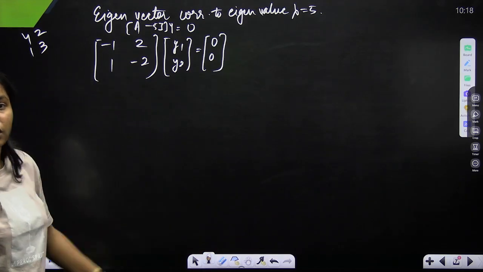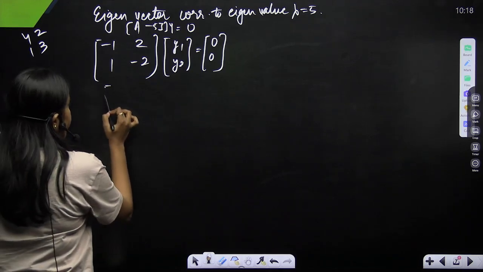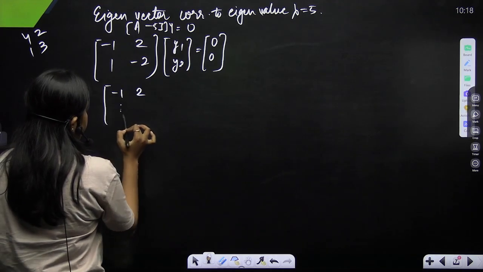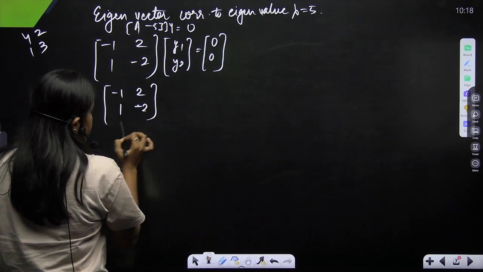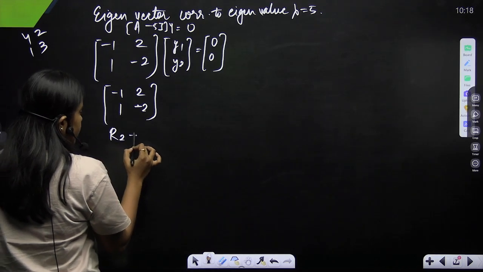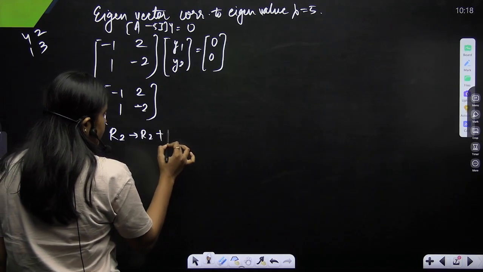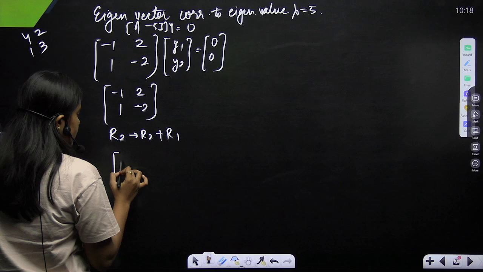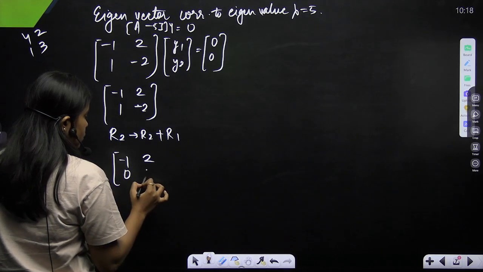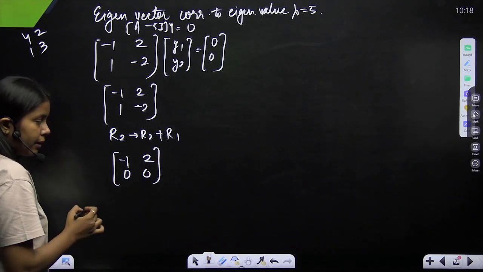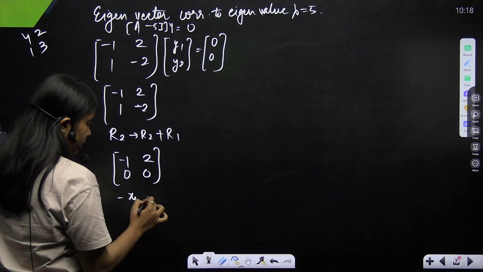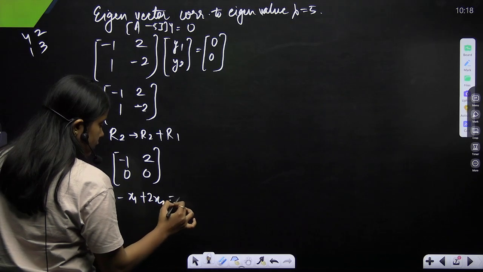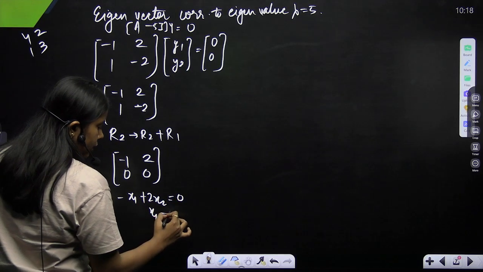Now what would I do? I'll row reduce this matrix. Let's row reduce it. Minus 1 2 1 minus 2. What would be the operation? R2 tends to R2 plus R1, right? What would I get? Minus 1, 2, 0, 0. Again, one free variable, rank 1. So minus x1 plus 2x2 equals 0. So x1 would be 2x2.